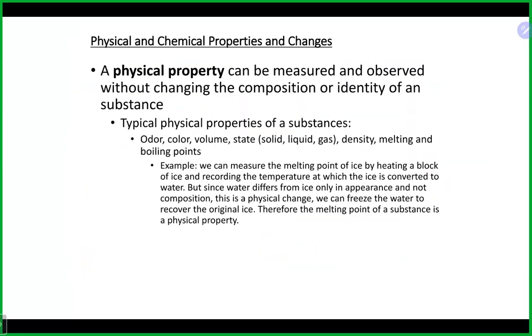All right, continuing on, I think this is where we left off last time. We talked a little bit about physical and chemical changes and properties. A physical property is a property that can be measured without changing the identity of a substance. Things like odor, color, and volume are common physical properties. The most common physical property we come across is the state of something: is it a solid, a liquid, or a gas?